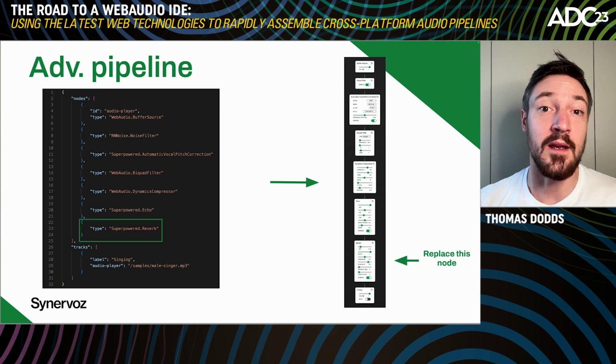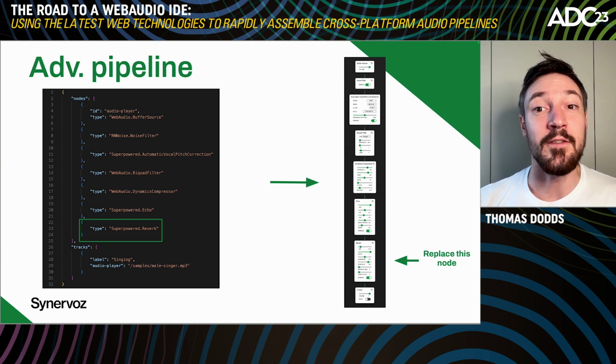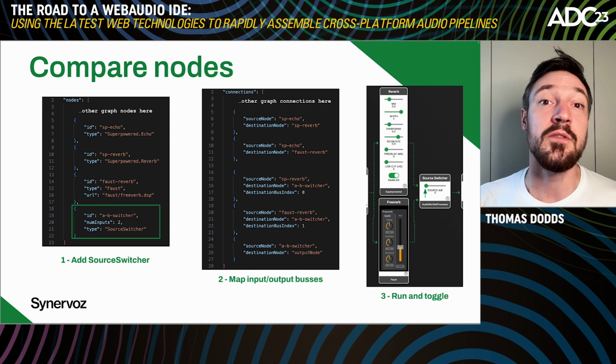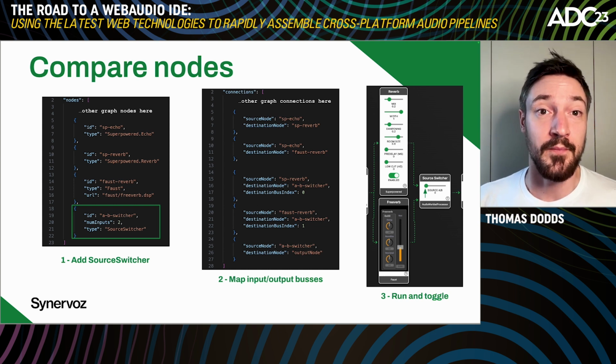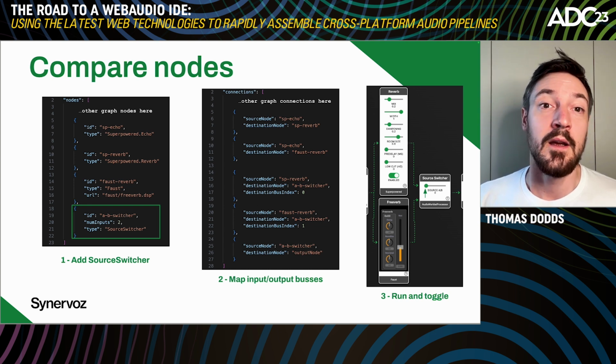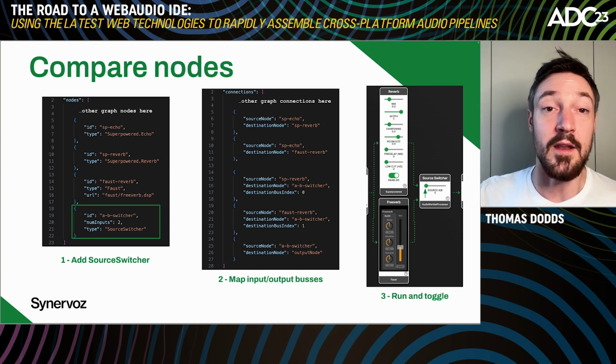Something important to note here is the node directly before the reverb node, which, in this particular graph, is the Superpowered echo node. We'll introduce two new features of the Audio IDE here. First, we'll be using a new node called the source switcher node. This essentially facilitates A/Bing, which is toggling between two sources instantaneously to make comparisons. Here we also let the SDK know that we need two input buses with the numInputs property in the node configuration.